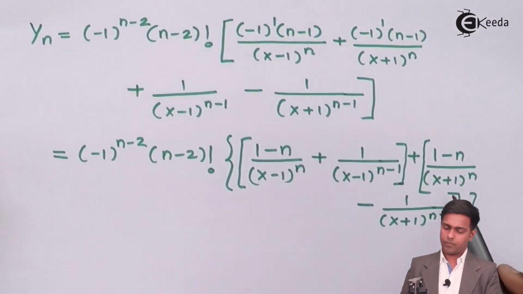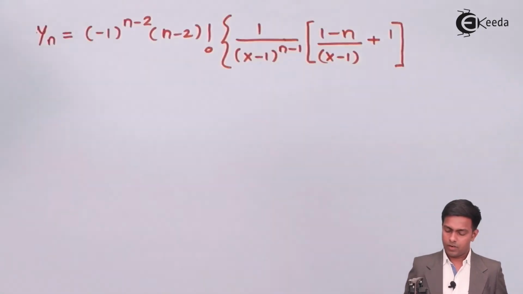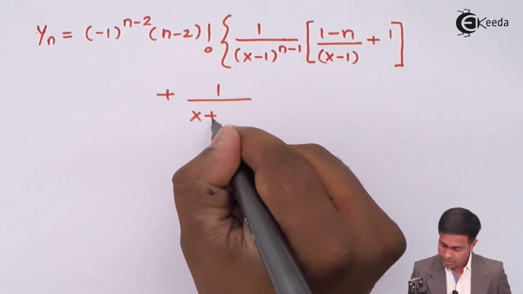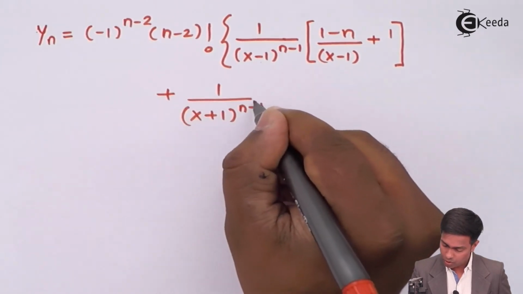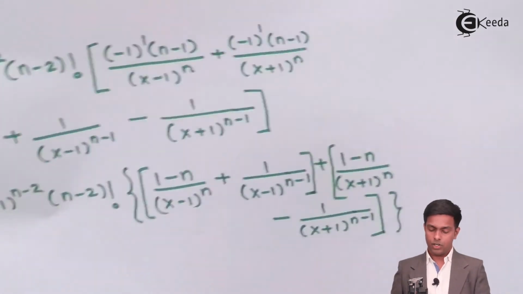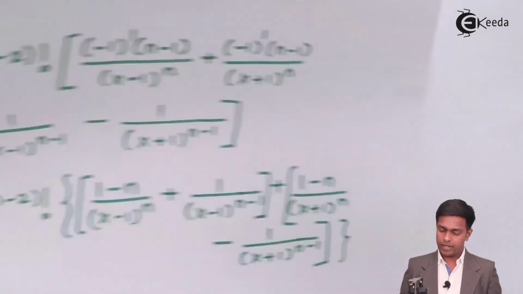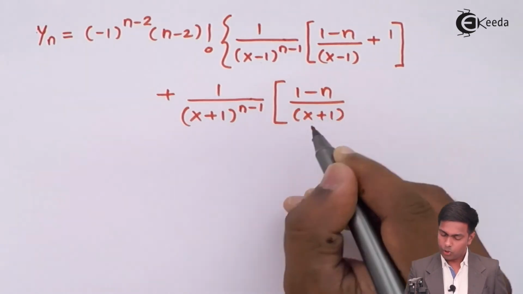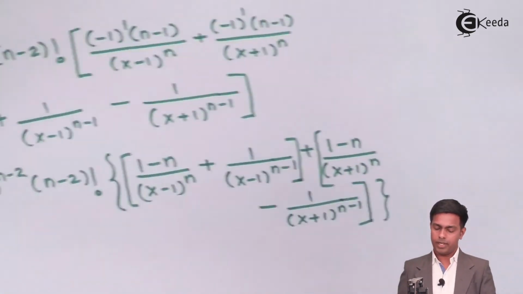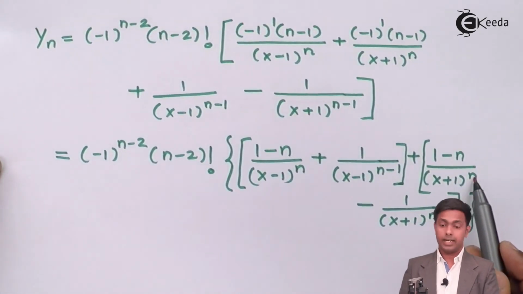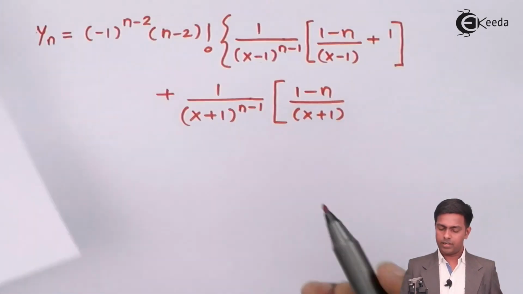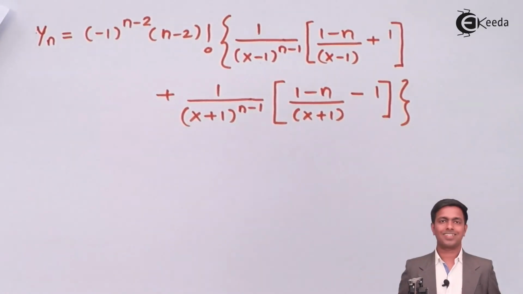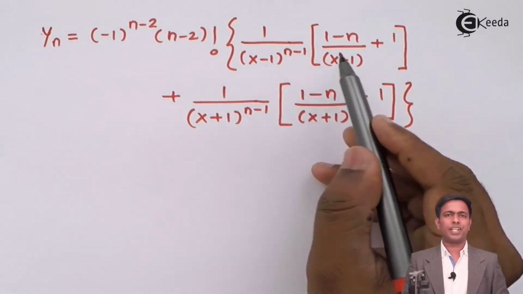Next, from these 2 terms, what we'll do is we'll take plus 1 upon (x plus 1) raised to n minus 1 common. Now let's see what remains in the bracket. So from here we will get (1 minus n) upon (x plus 1), because multiplication of these 2 terms will be (x plus 1) raised to n. Next, we have taken this term outside, so only minus 1 will remain. So now here we'll simplify the brackets again.